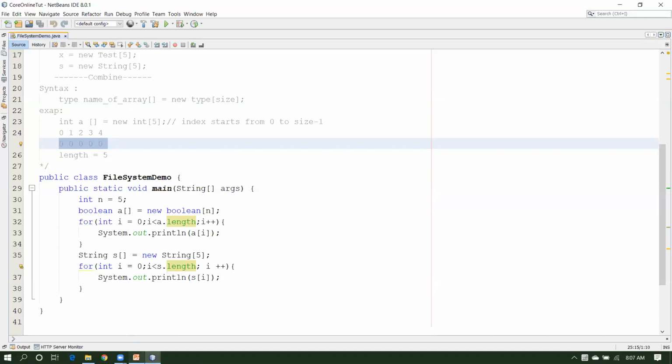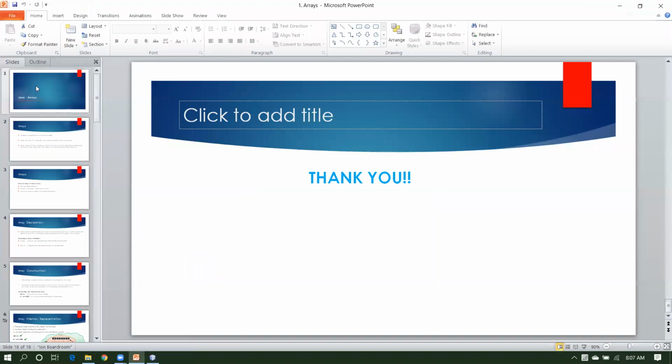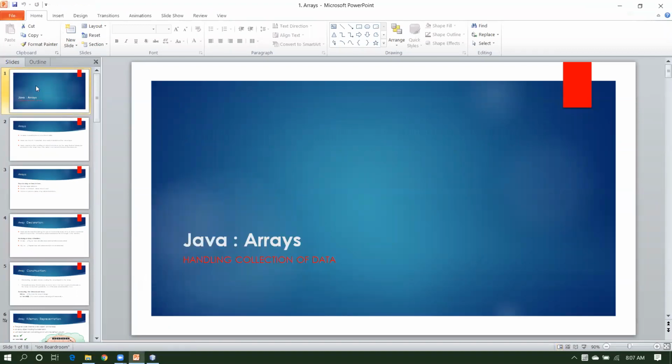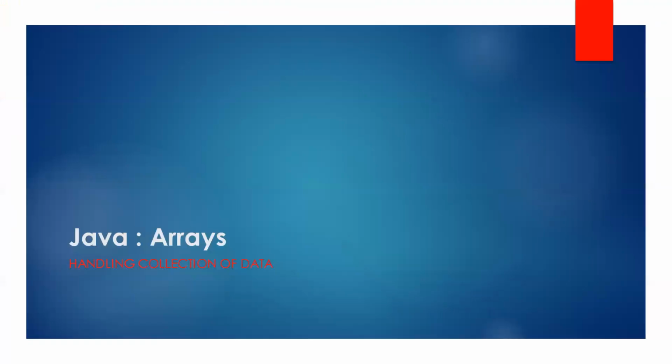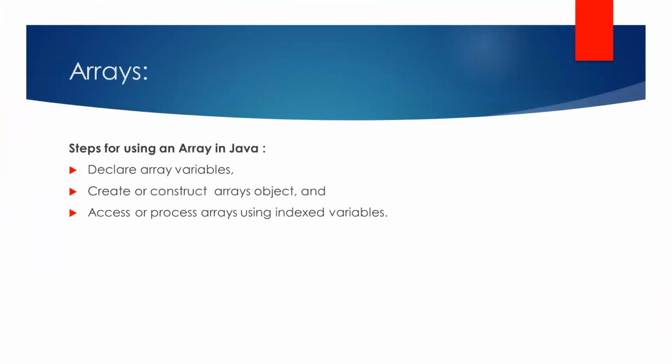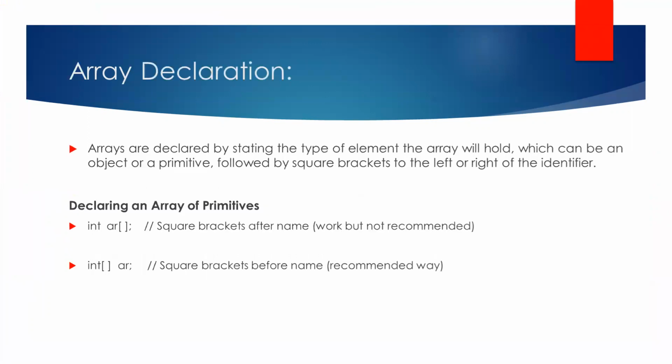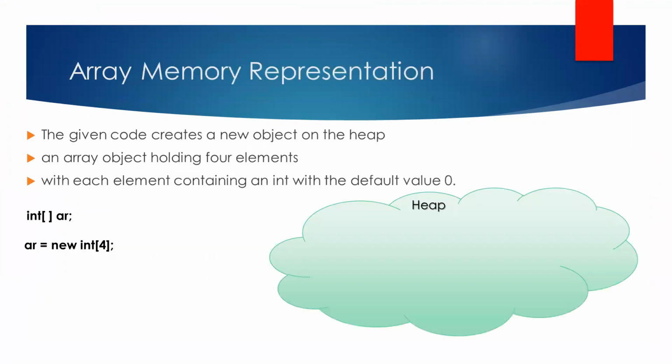And a few things more related to the array. Array declaration, construction. So this is the memory representation of an array. When we write int AR, and AR is equal to new int, one array with the size of 4 will be created in the heap memory area with the default value 0.